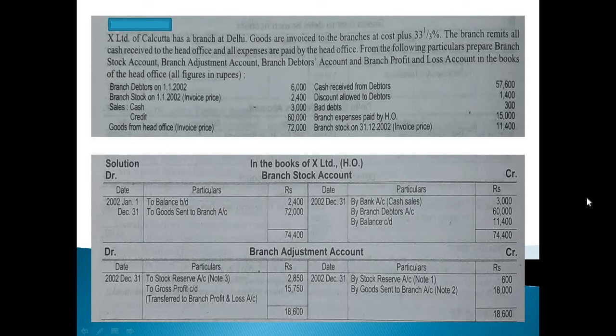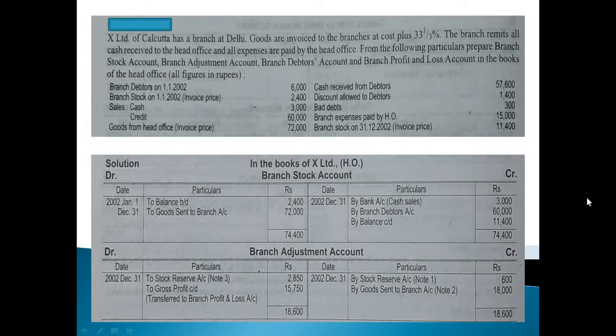Then out of these goods received from the head office and also out of the opening stock, the branch has sold for cash and for credit. So these cash sales and credit sales will appear on the credit side of the branch stock account, since they decrease the stock. On the credit side, we have by bank account, that is cash sales for rupees 3,000, and also by branch debtors account, this is your credit sales for rupees 60,000, which also has to appear under the branch debtors account.